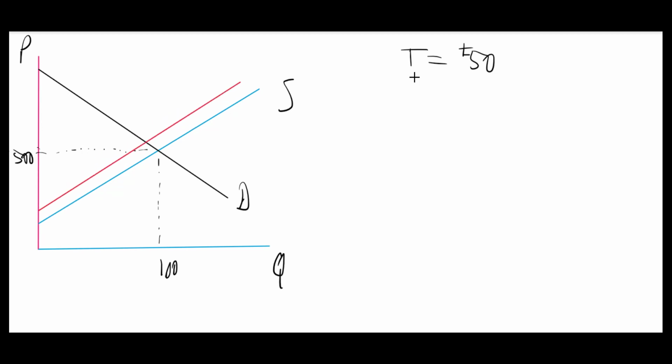So let's say this is our new supply, our new supply with tax. Let's label it S1. This used to be S0. We have a new equilibrium price now, right there, and then the quantity. Let's put the quantity first. Let's say this is 90 units now.